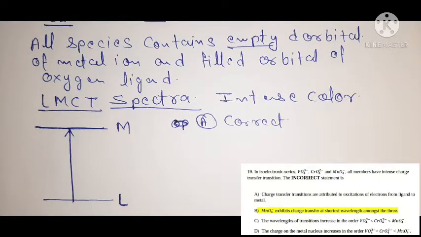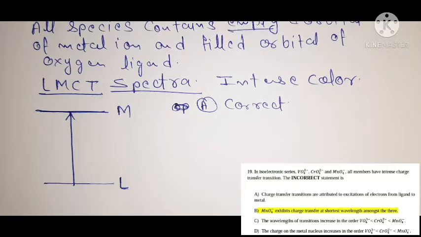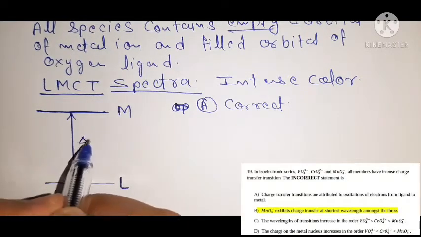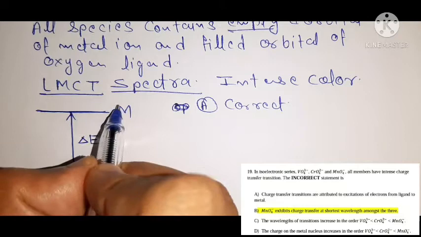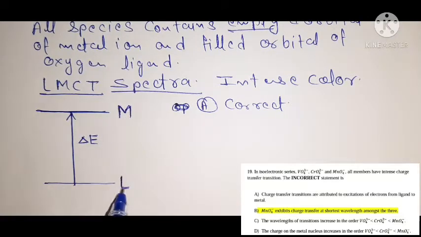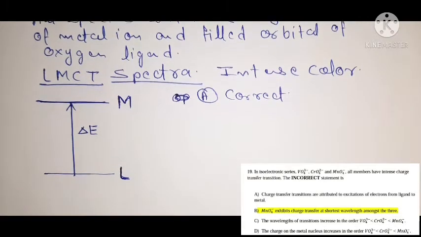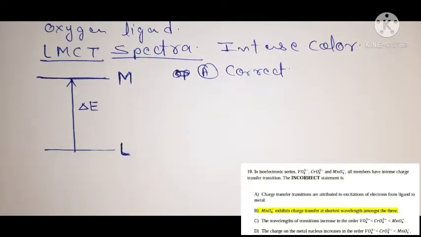Now friends, in ligand to metal charge transfer spectra, we clearly know that there is an energy gap between the empty orbitals of the metal atom and the filled orbitals of the ligand. And we know that this energy gap depends on the electronegativity of the ligand and the metal.